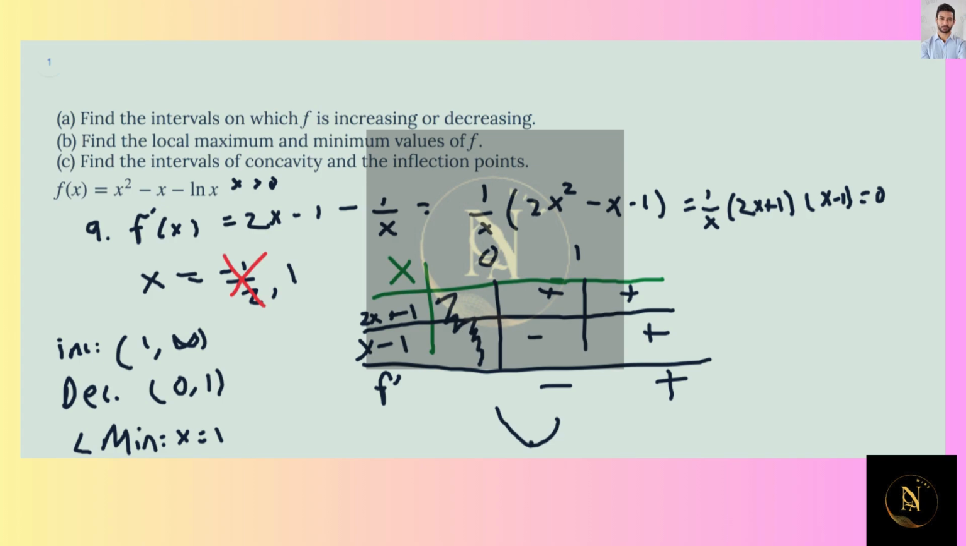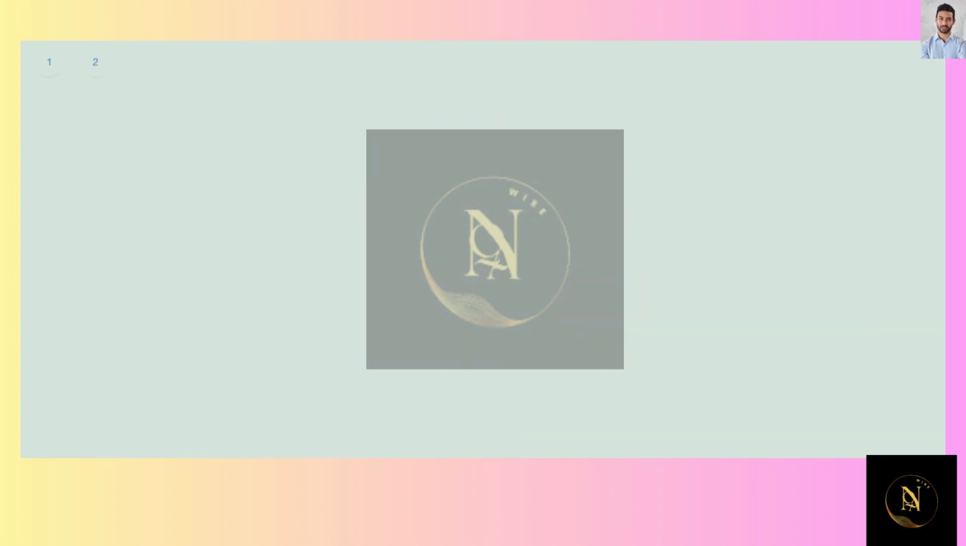And for concavity, we have to take the second derivative. The second derivative is 2 plus 1 over x squared. And we do the same thing. We set this equal to 0. However, as you see, this can never equal 0. So we have to look at whether this is positive or negative.